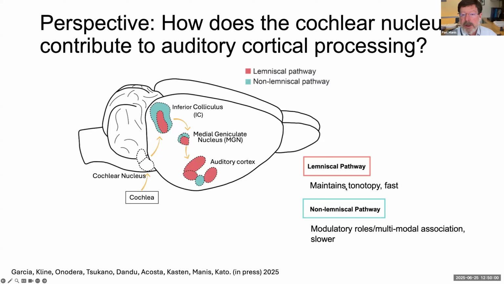That's a lemniscal pathway. It maintains tonotopy and it's fast. And then there's a non-lemniscal pathway, which has modulatory roles. We usually think of it as being a multimodal association pathway, and it's slower, and it goes into the shell regions of the colliculus, the medial and dorsal divisions of the medial geniculate, and then up to cortex, but not into the canonical layer 4 thalamocortical recipient regions.